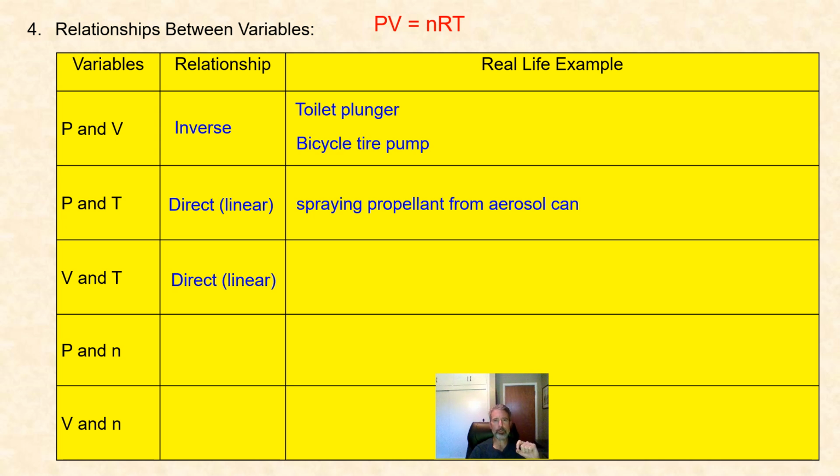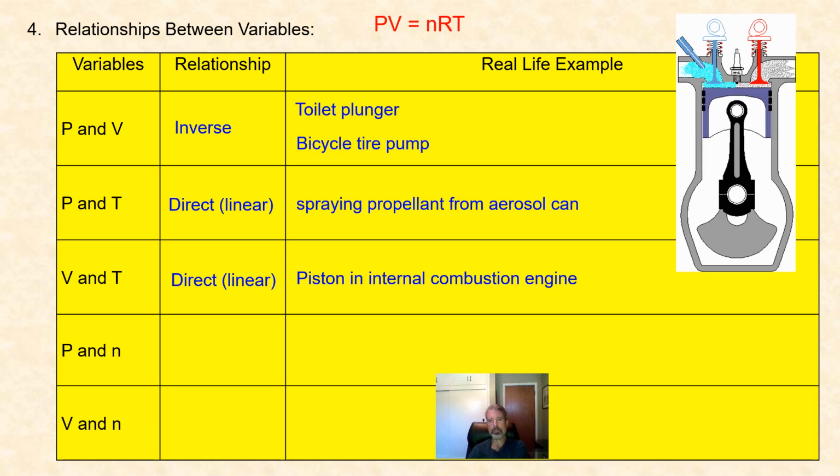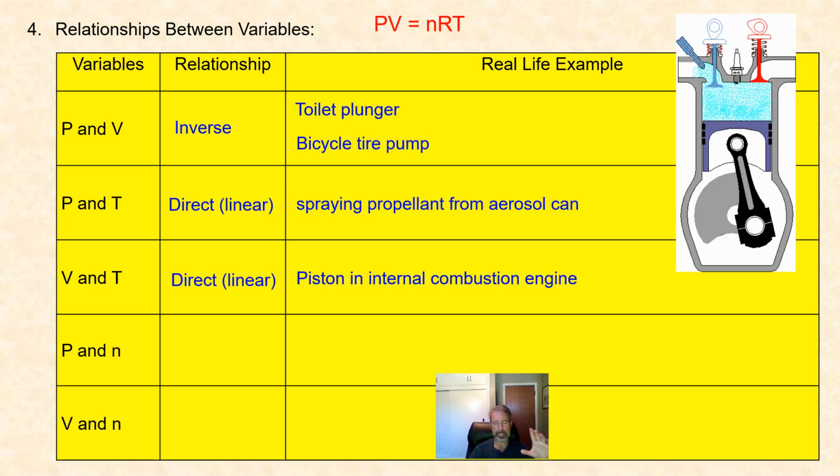The relationship between volume and temperature, from the form of the equation, you can also see that that's a direct relationship. The example I'll give you is, how about the piston inside of an internal combustion engine cylinder? When the gas is combusted in there, you have a dramatic increase in temperature, and that increase in temperature causes a corresponding increase in volume. As temperature goes up, the volume goes up. You get this expansion, and that can end up doing work.